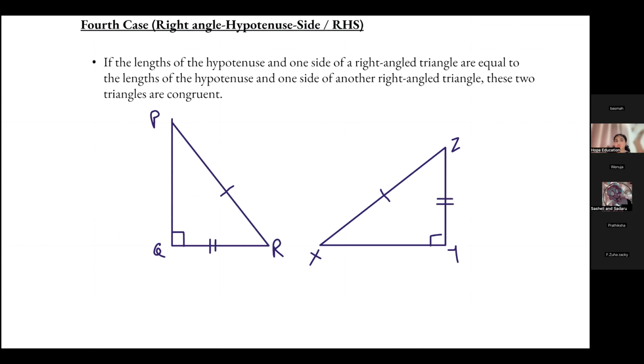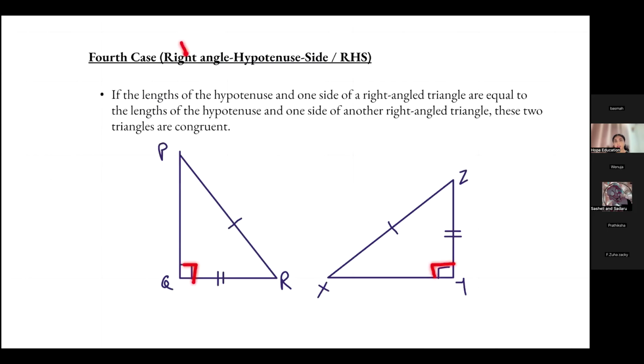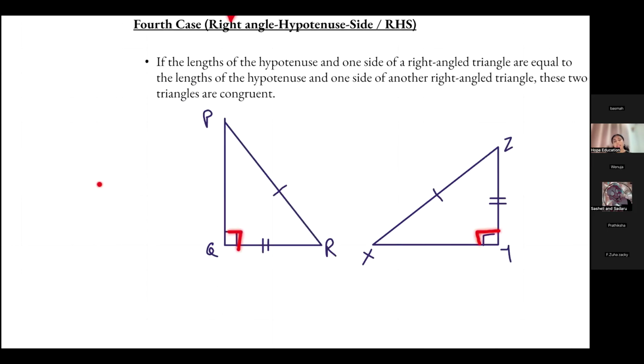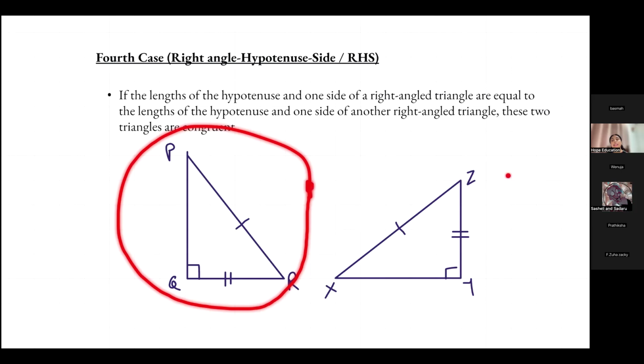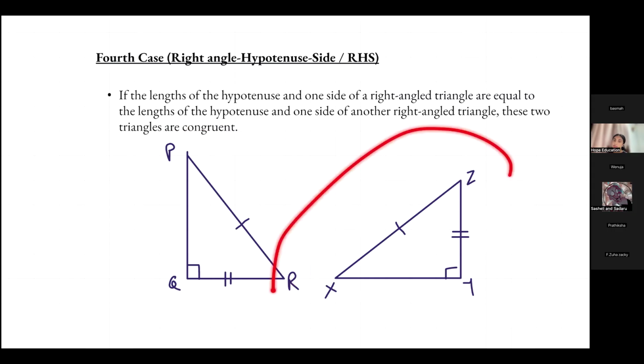Now, if you look at these two triangles, what can you say? Both of them have a right angle, so that is no problem. In this triangle PQR, what is the hypotenuse? PR. If you take the triangle XYZ, what is the hypotenuse? Miss, what is hypotenuse? Okay, good question.